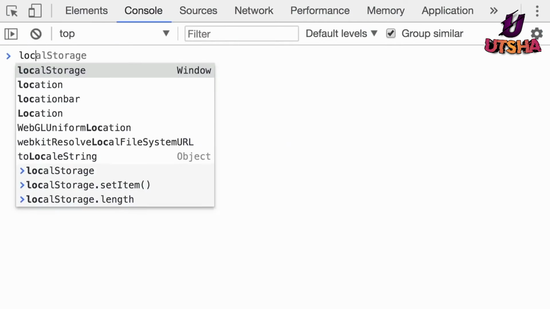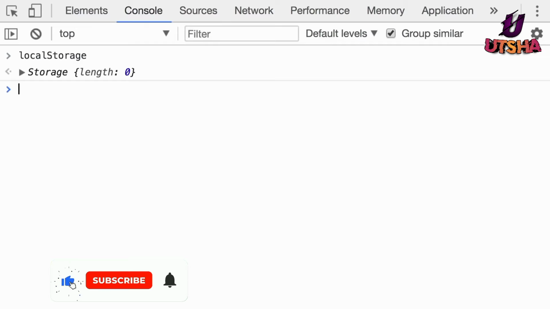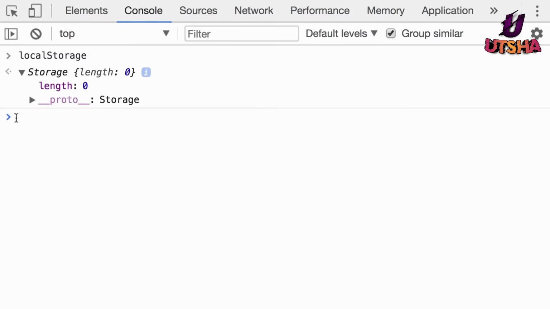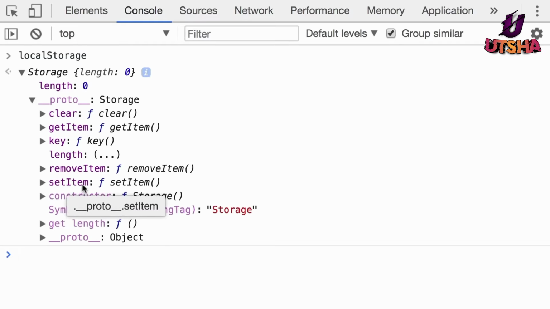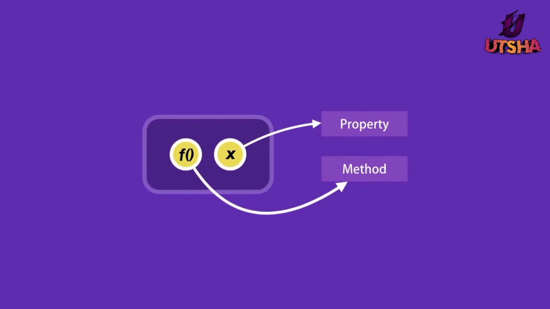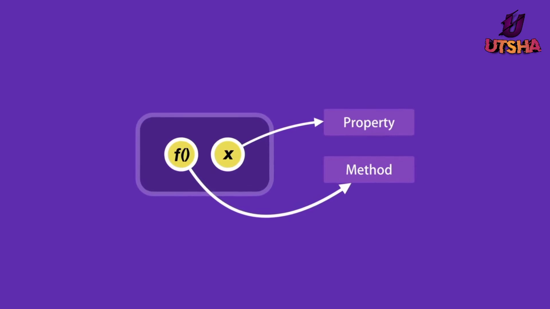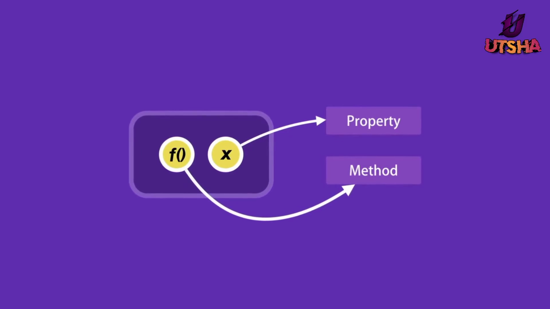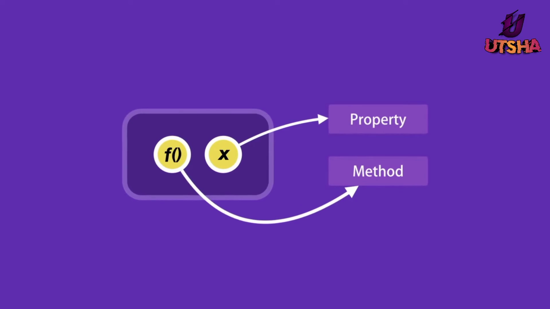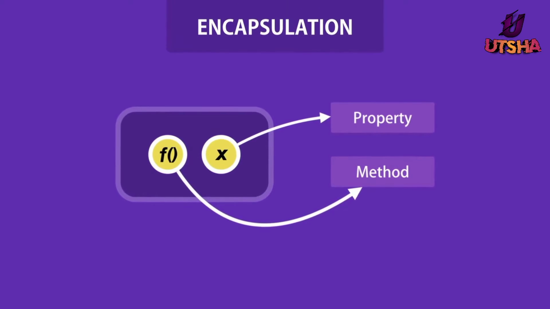Think of the local storage object in your browsers. Every browser has a local storage object that allows you to store data locally. This local storage object has a property like length, which returns the number of objects in the storage, and methods like setItem and removeItem. So in object-oriented programming, we group related variables and functions that operate on them into objects. And this is what we call encapsulation.